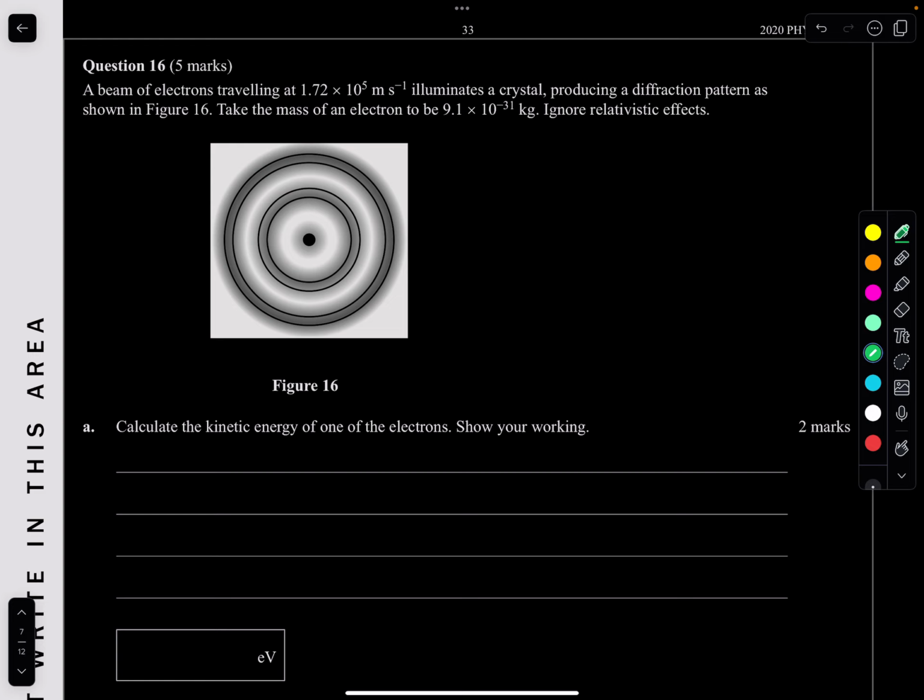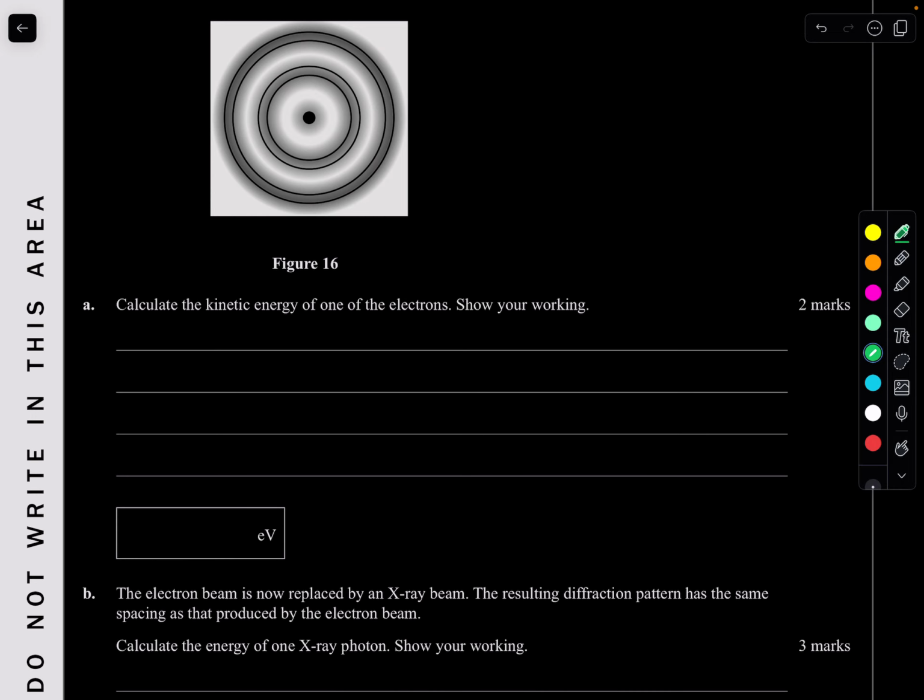Question 16. A beam of electrons traveling at this speed illuminates a crystal, producing a diffraction pattern as shown. Take the mass of an electron to be this. Ignore relativistic effects. Calculate the kinetic energy of 1 electron. Beautiful, and we want it in electronvolts. So we know that kinetic energy is half mv squared.